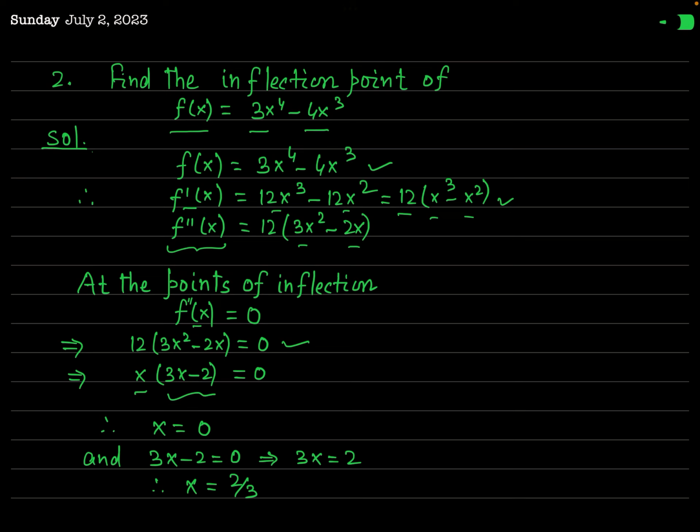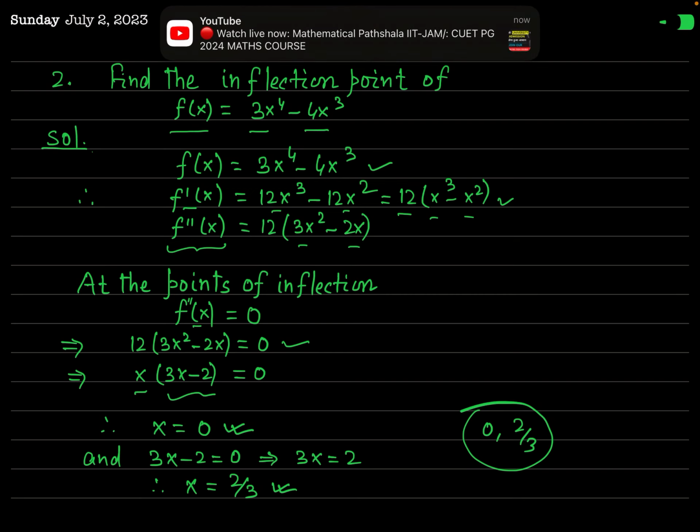And from this you can see that one of the values of x will be 0, and the second value will be obtained by equating 3x minus 2 equal to 0, from which you can obtain x equal to 2 by 3. So you can see there are two inflection points in this example 2. First one is 0 and another is 2 by 3. These are the two inflection points. Okay, how easily we can obtain it, you can see.